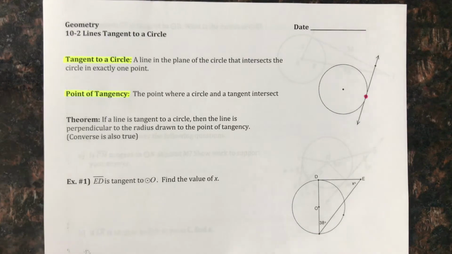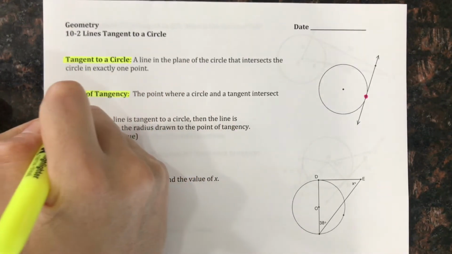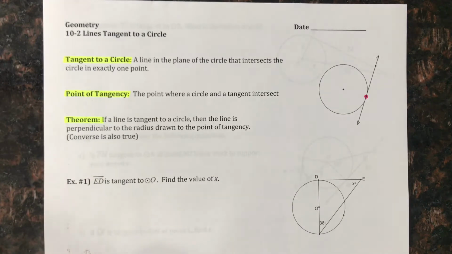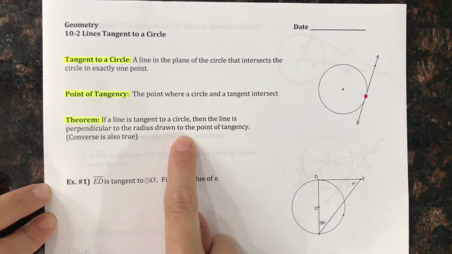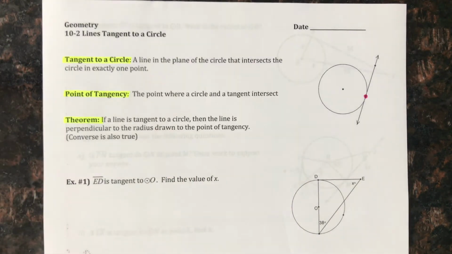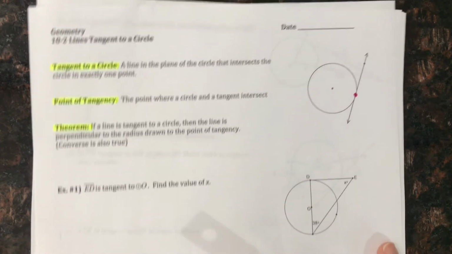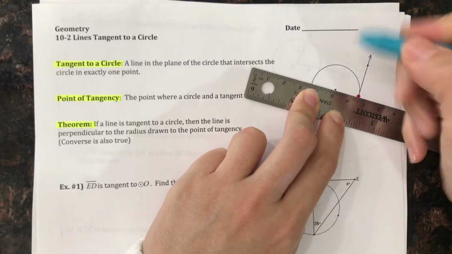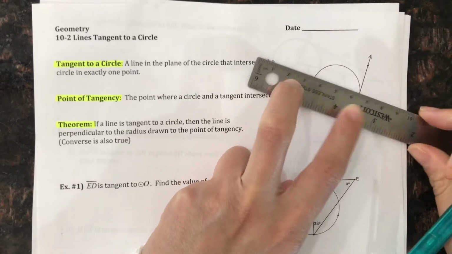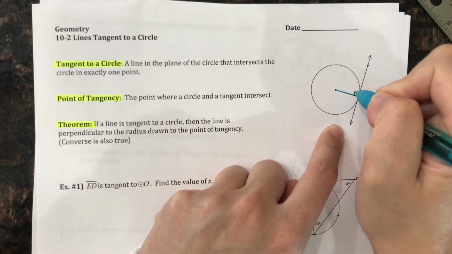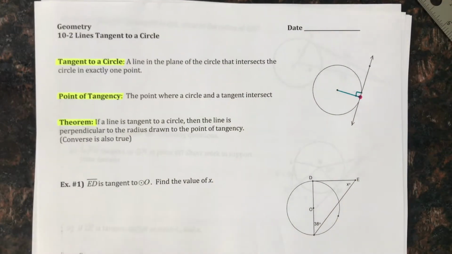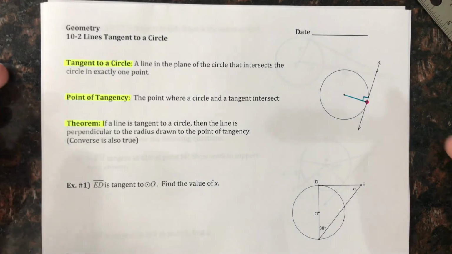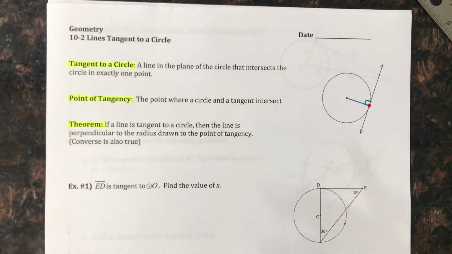Now, our first theorem for today says that if a line is tangent to a circle, then the line is perpendicular to the radius drawn to that point of tangency. So I'm going to grab a straight edge, and we're going to draw a radius that meets at the point of tangency. Now, our theorem tells us that this radius is always going to be perpendicular, so notice that it makes a right angle with the tangent line. Okay, so we're going to be using that a lot in this section.